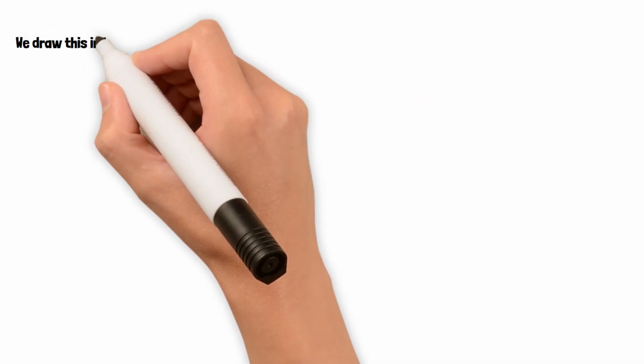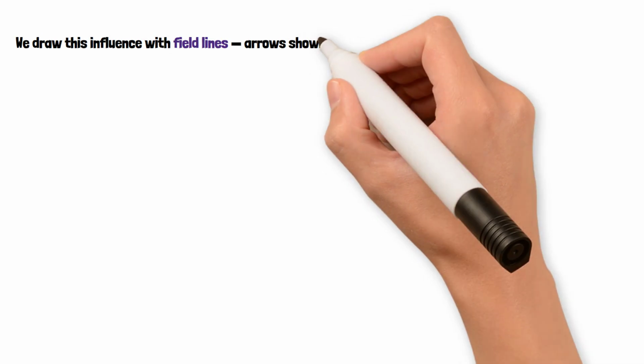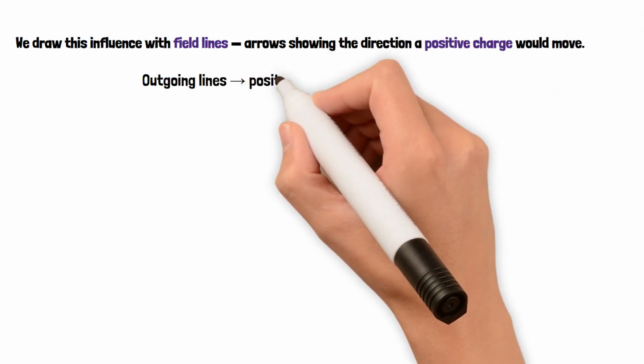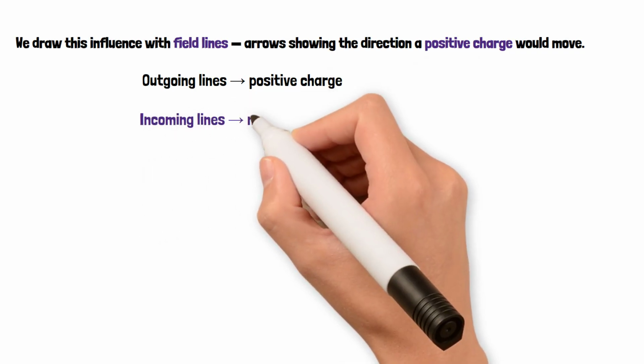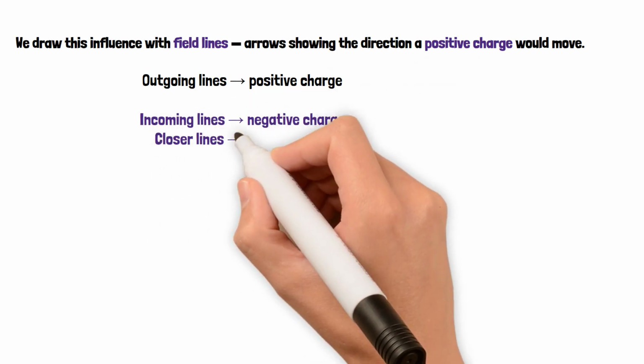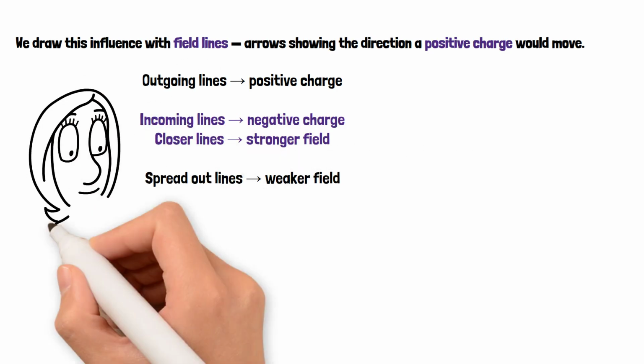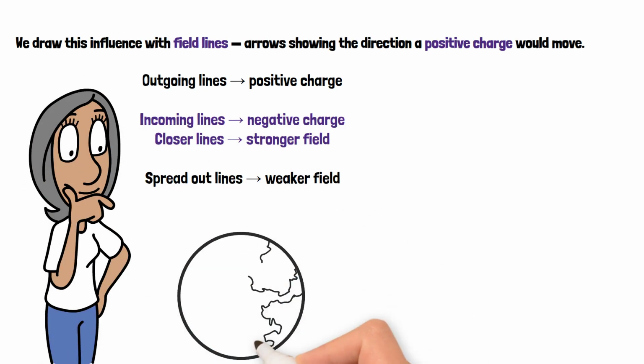We draw this influence with field lines, arrows showing the direction a positive charge would move. Outgoing lines, positive charge. Incoming lines, negative charge. Closer lines, stronger field. Spread out lines, weaker field. Nothing fancy, just a map of how a charge affects space.